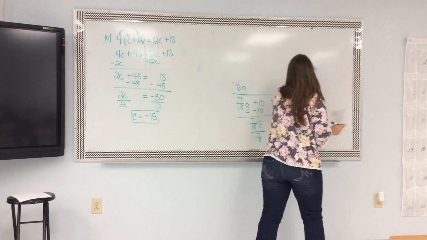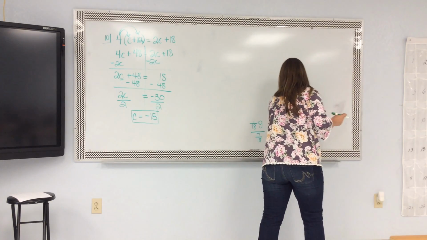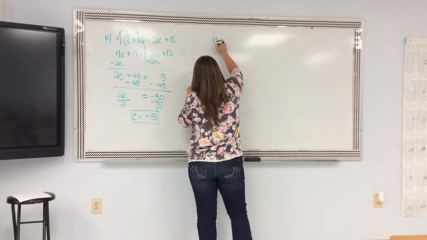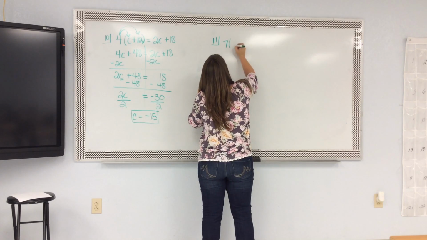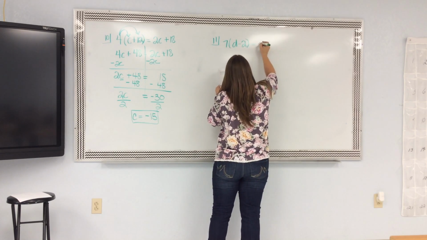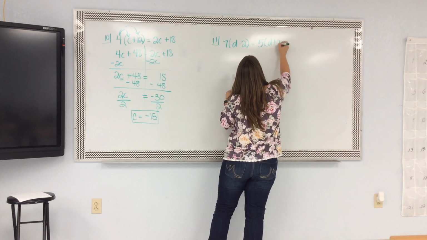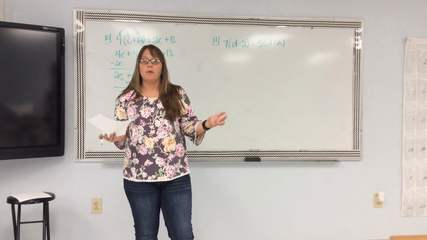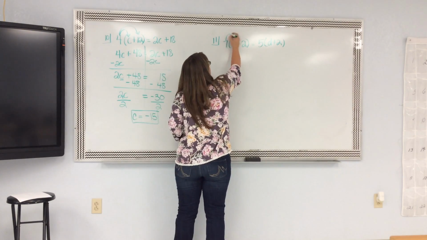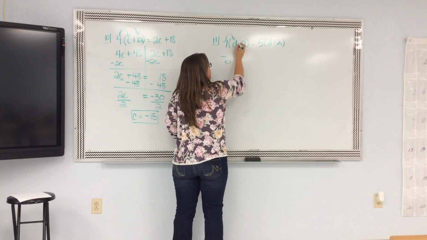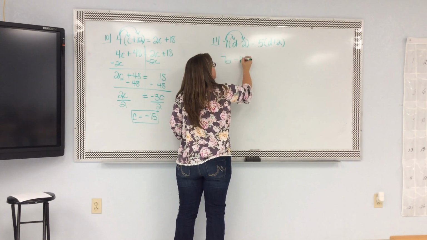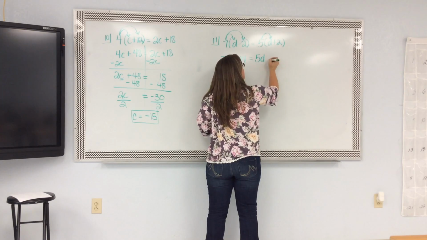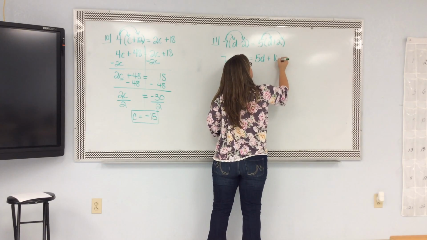Moving on to number 11. Number 11 says 7 parentheses D minus 2 equals 5 parentheses D plus 2. I have parentheses on both sides, so I'm going to have to use the distributive property on both ends before I get started. Pass this 7 out, it becomes 7D minus 7 times 2 is 14 equals, pass this 5 out, becomes 5D. Bring down my plus sign, 5 times 2 is 10.